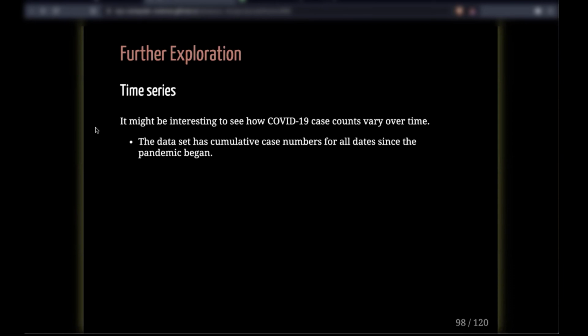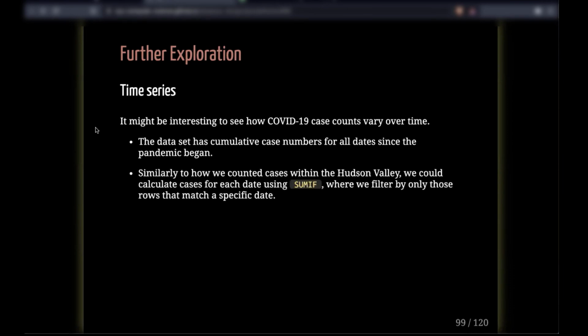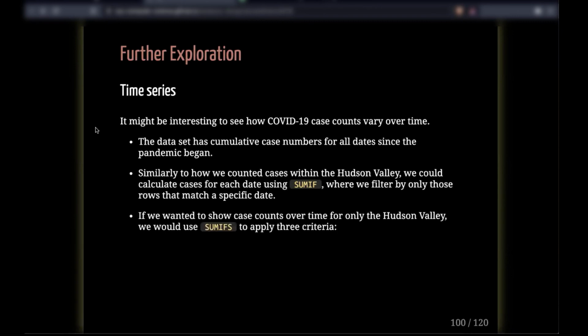We have a cumulative set of cases since the pandemic began. We know we can count up certain kinds of counties pretty easily, and we can filter those to a certain date. If we wanted to show case counts over time for only the Hudson Valley, we could do some COUNTIFS, but not apply two criteria, which is that any record we want to count matches a certain county name and matches the state name New York.